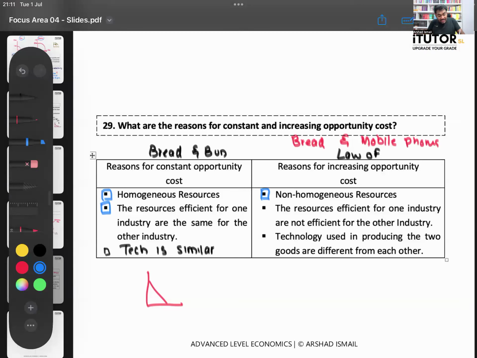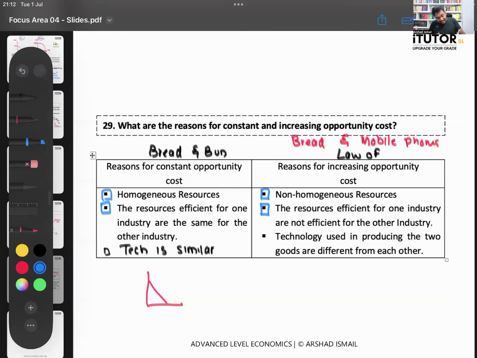And also, resources efficient in one industry are not efficient in the other. Now, take a person who is baking bread. He must be an expert. He is working in a hotel, let's say in a bakery, baking bread. But you take the fellow and put him in the mobile phone industry. Does he know to make a mobile phone? Maybe let's say an engineer who is making mobile phones, you take the fellow and put him in the bread industry. Can he work? No. So resources efficient in one industry are not efficient in the other.